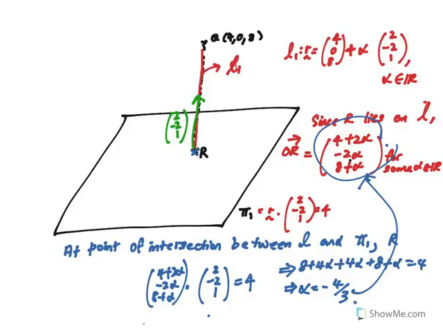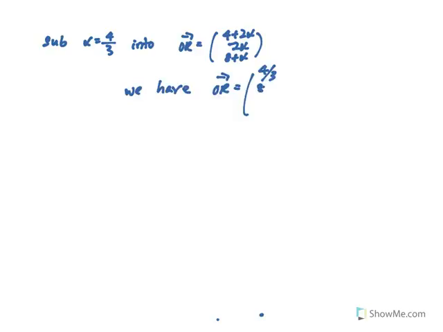It's actually the foot of the perpendicular from Q onto plane 1. So we just sub alpha equals negative 4 over 3 into the equation, and you have OR equals 4 over 3, the Y component is 8 over 3, and 20 over 3. So basically you just sub alpha inside, and that is shown.